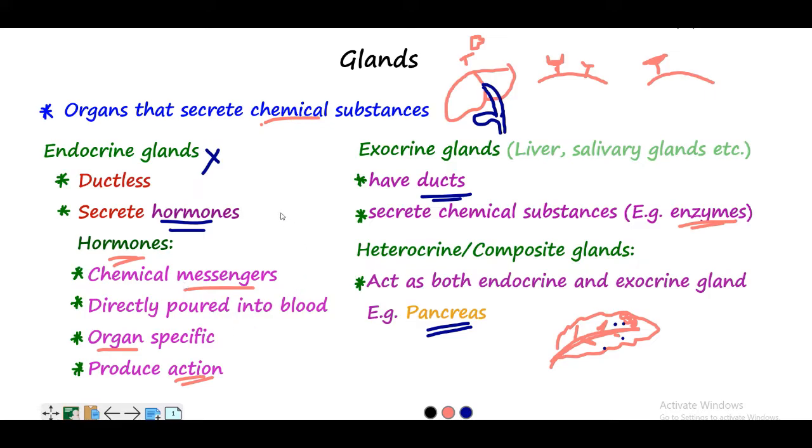Not all chemical substances secreted by glands are hormones. Another type of gland that we studied is the exocrine gland, which has ducts, and these ducts secrete chemical substances which can either be enzymes, pigments, or antimicrobial agents. Then we studied the heterocrine glands. Heterocrine glands are the glands that can function as endocrine as well as exocrine glands. One example we have is the pancreas.